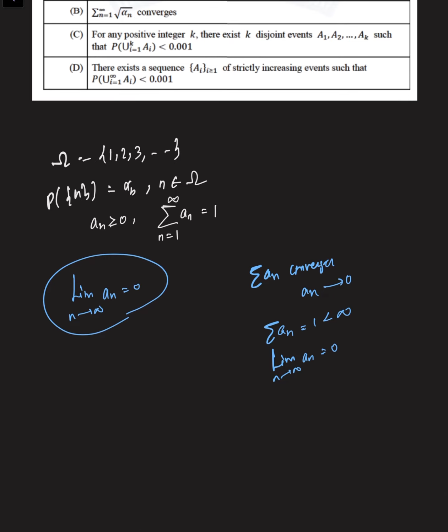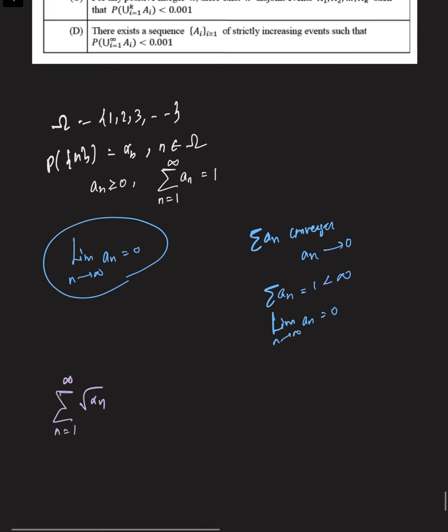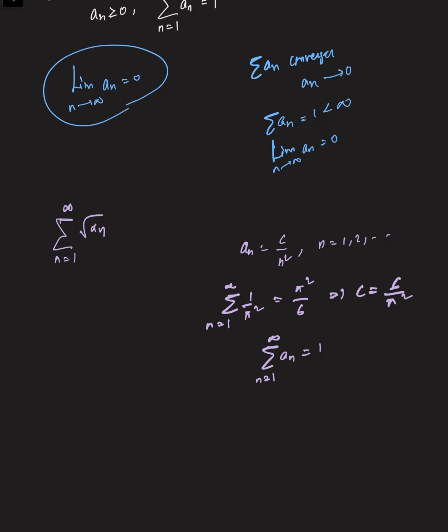So therefore the first statement is correct. If we consider the second statement, summation n equals 1 to infinity, square root of alpha n converges. So we can take a counter example. Suppose I take alpha n as c by n square, where n is going from 1, 2 and so on. So we know that summation 1 by n square from n equals 1 to infinity is nothing but pi square by 6. So that means c is nothing but 6 by pi square, in order to ensure summation an is 1, where n is going from 1 to infinity.